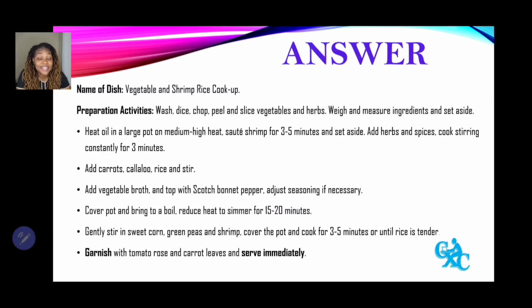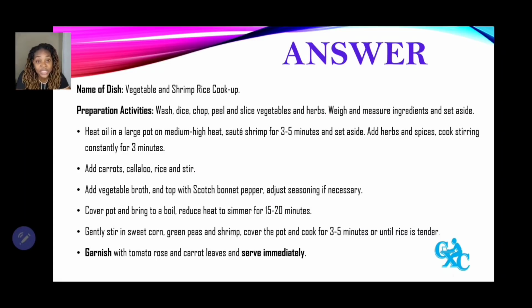You may also have seasoned rice, or you may be creative with the name of your dish. All right, there's nothing wrong with that. So the name of my dish here is vegetable and shrimp rice cook-up, right? Now, preparation activities, I listed that I was going to wash, dice, chop, peel and slice vegetables and herbs, weigh and measure ingredients and set aside. So I got my pre-prep there.